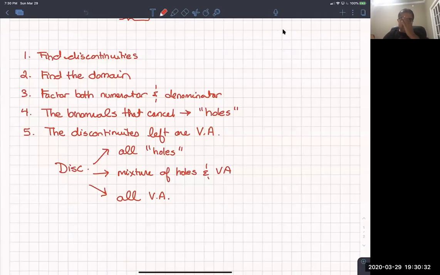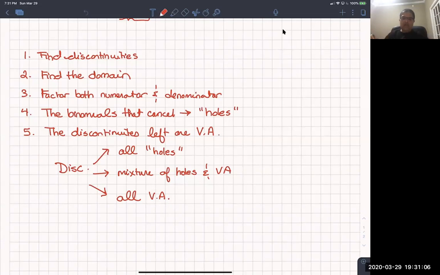So let's see. First, notice horizontal asymptote has nothing to do with discontinuities, nothing to do with vertical asymptotes, nothing to do with holes. Horizontal asymptotes are their own thing, okay? So let's look at the stuff that we've written. We're going to find the discontinuities by setting the denominator equal to 0 and solving, then we're going to write the domain.